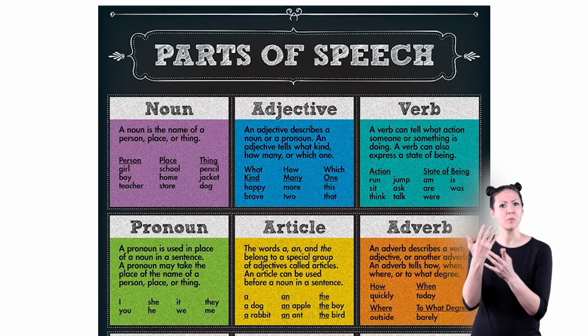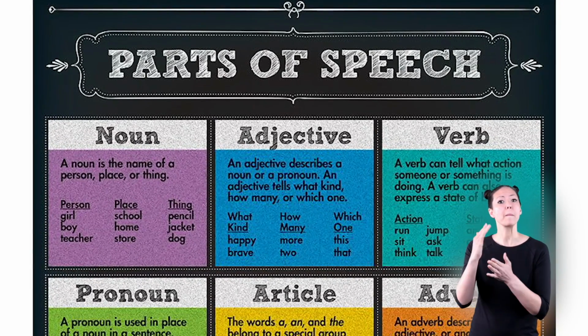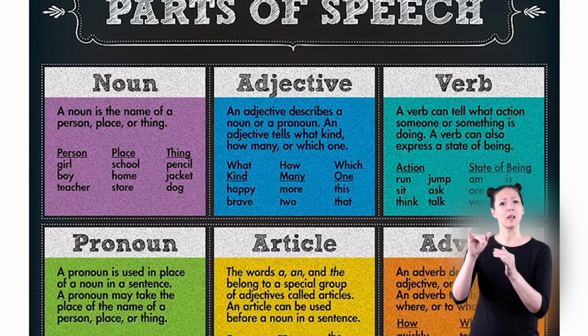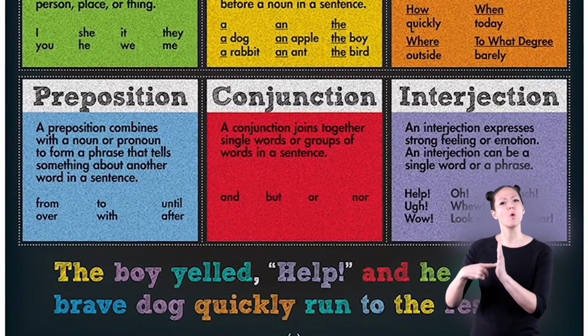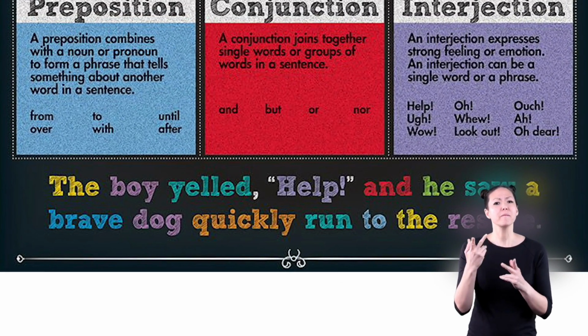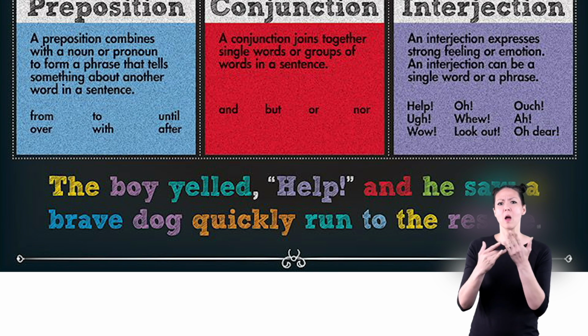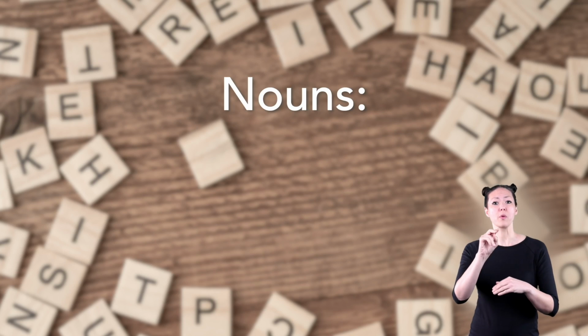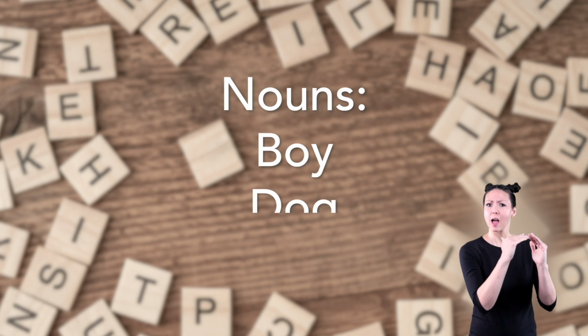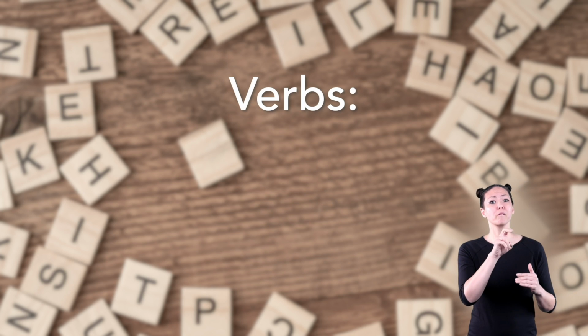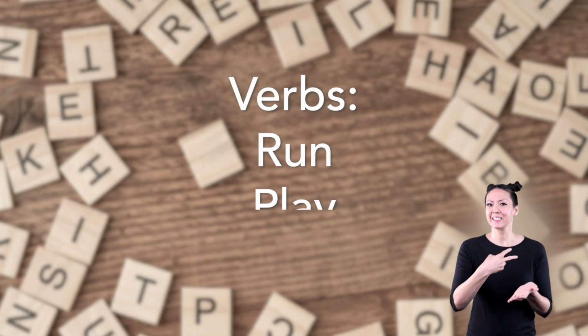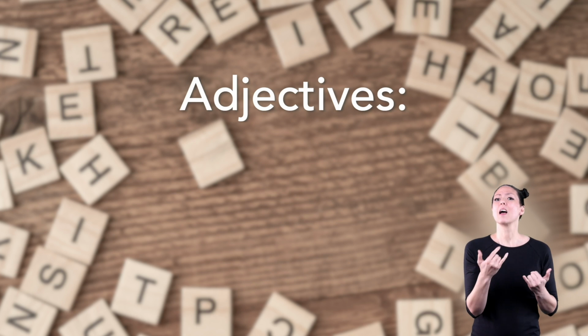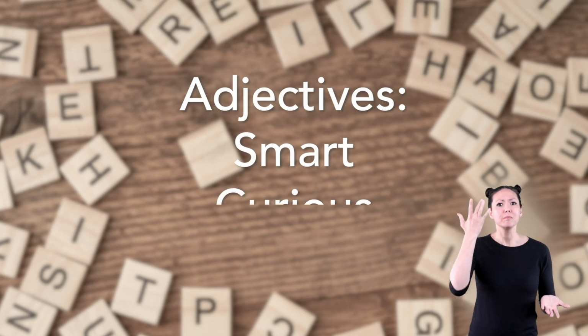But let's step back. You may not know what we mean when we call a word an adjective, so let's explain. An adjective is a part of speech. And what's a part of speech? Well, every word in a sentence has a role or a part to play. We figure out what each word's role is by defining it as a part of speech. You've got your nouns like boy or dog or house. You've got your verbs like run, play, or dance. And you've got your adjectives like smart or curious.